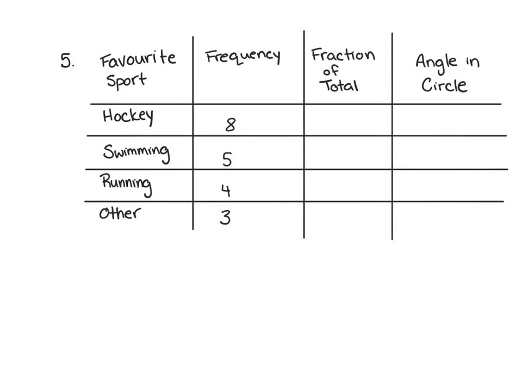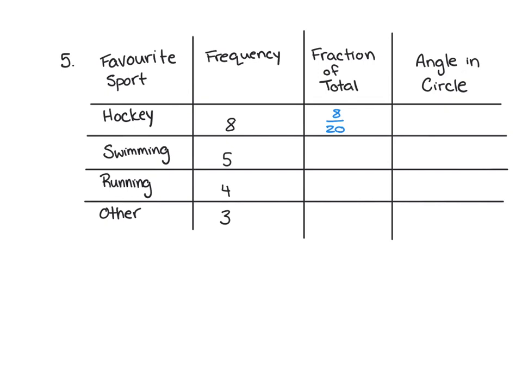So the part for this fraction for hockey is going to be 8 out of, and then we have to add up all the numbers in our frequency. So 8 plus 5 is 13, plus 4 is 17, plus 3 is 20. So this is going to be 8 out of 20. So that is where they got the 20 from in their fraction.